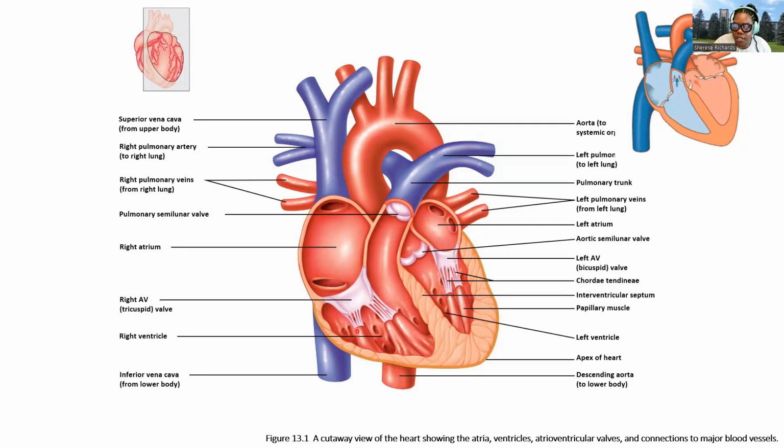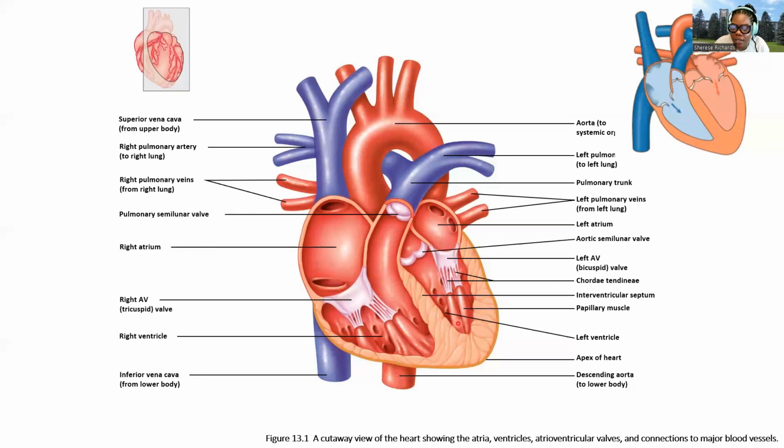So from there, blood moves down into the ventricle, and then from the ventricle, it's going to get ejected out into the artery, either the pulmonary artery on the right side. This is going towards the pulmonary circulation into the lungs to drop off that deoxygenated blood into the lungs and pick up new oxygen from the lungs.